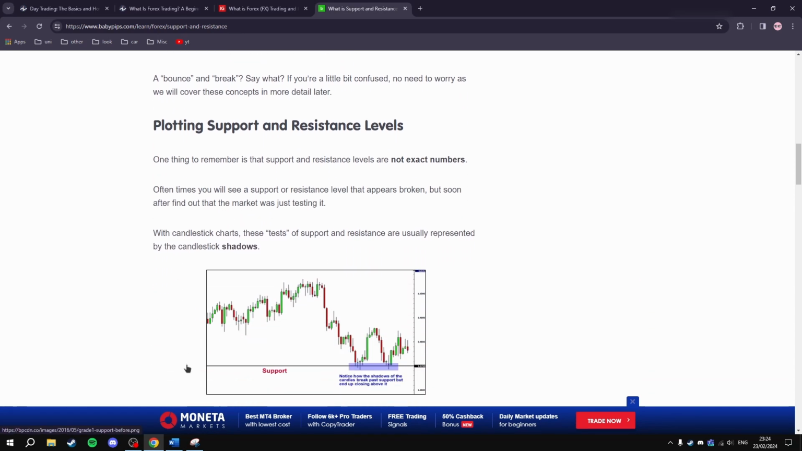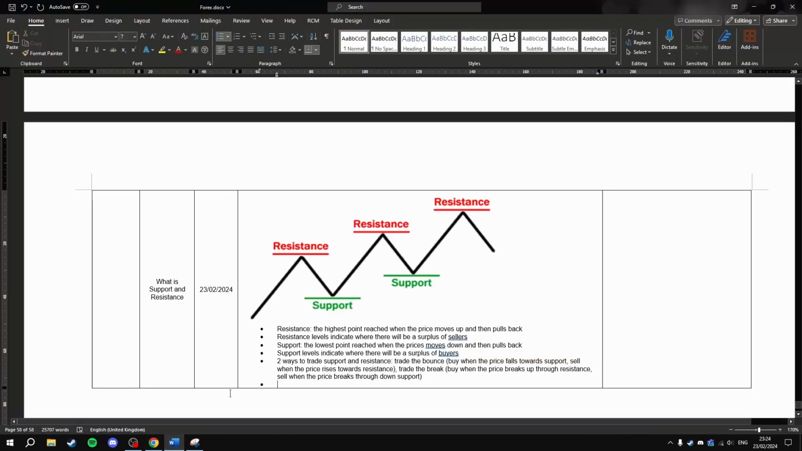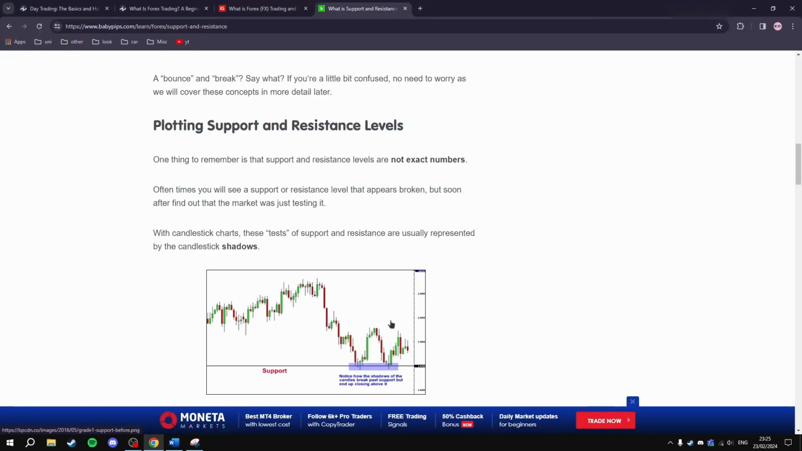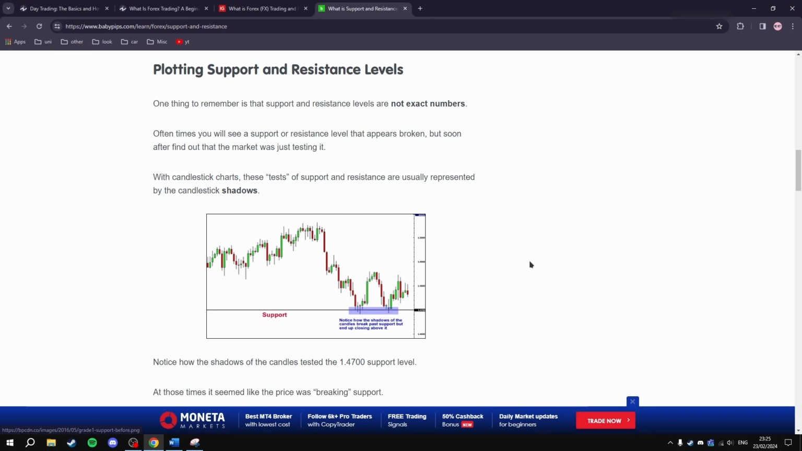Plotting support and resistance levels. One thing to remember is that support and resistance levels are not exact numbers. Oftentimes you'll see a support or resistance level that appears broken, but soon after find out that the market was just testing it. With candlestick charts, these tests of support and resistance are usually represented by the candlestick shadows.